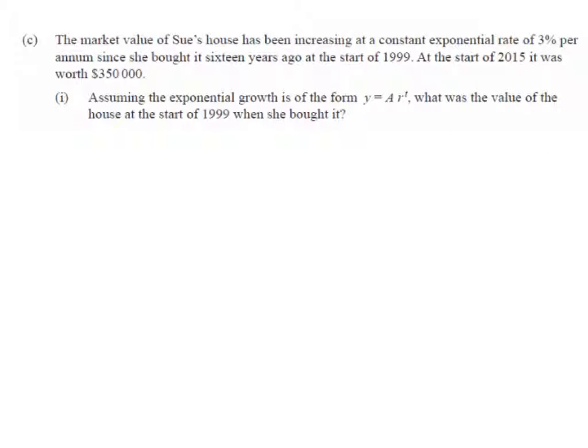Right, read it carefully through before you start. The market value of Sue's house has been increasing at a constant exponential rate of 3% per annum. So it's an increasing at 3% problem since she bought it 16 years ago at the start of 1999. At the start of 2015, it was worth $350,000. So we're working with an equation in this form. This is the exponential growth equation.